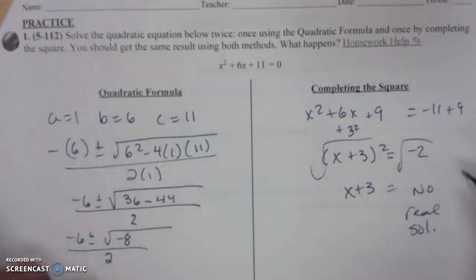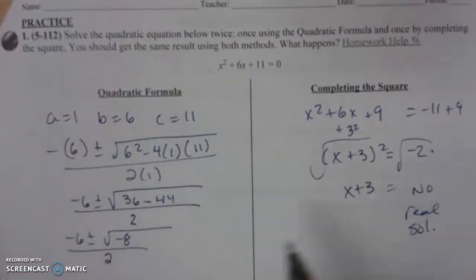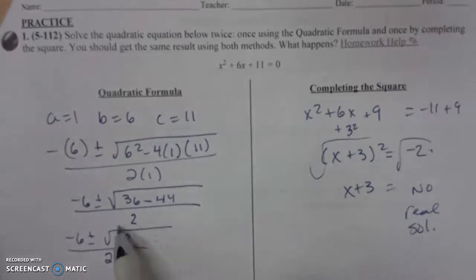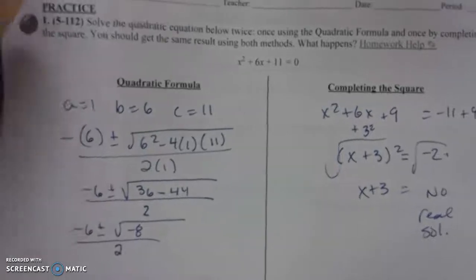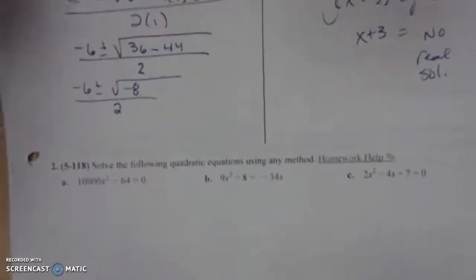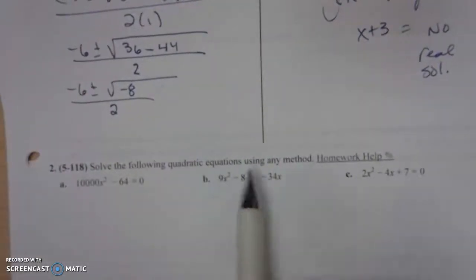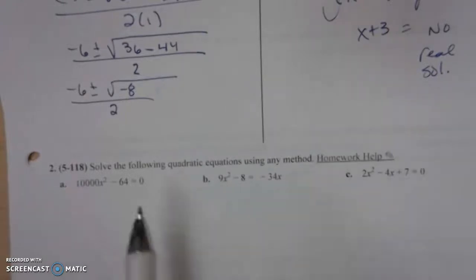solution. So I knew there was no real solution because that's a negative, and I know there's no real solution because this portion of the quadratic formula is negative, and if that's negative, then you know that you can't solve it.